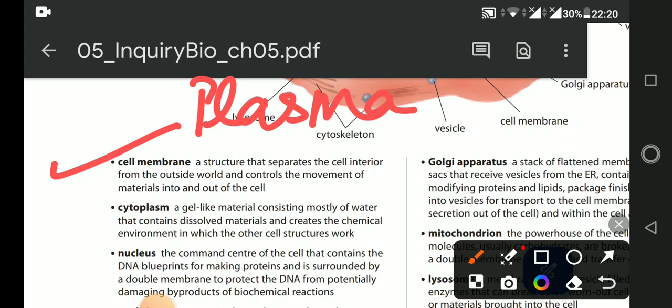So basic function of plasma membrane is to separate the internal contents of the cell from the external environment, and जो भी movement होती है substances की in and out of the cell, that will also take place through plasma membrane.